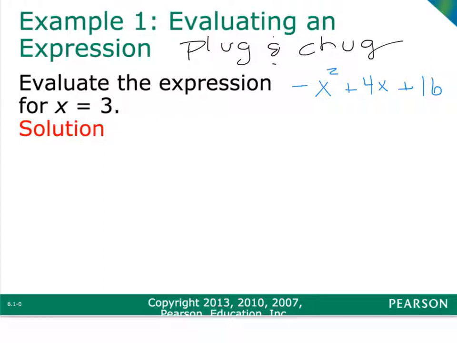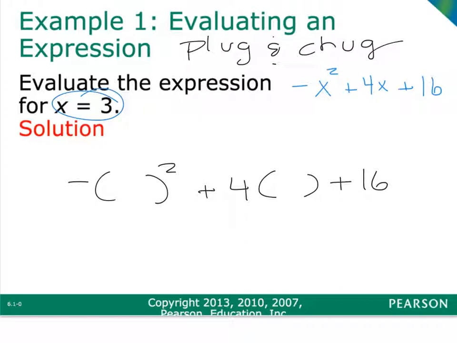Okay, and what I mean by that, you're just going to go to your expression, and anywhere you see an x, I want you to leave a blank space. So negative blank squared plus 4 blank plus 16. Okay, and then now that you have your blank spaces, whichever letter or number they have given you, they said in this problem that x equals 3, I want you to go through and put that in for all of the blank spaces, or where the x's were.